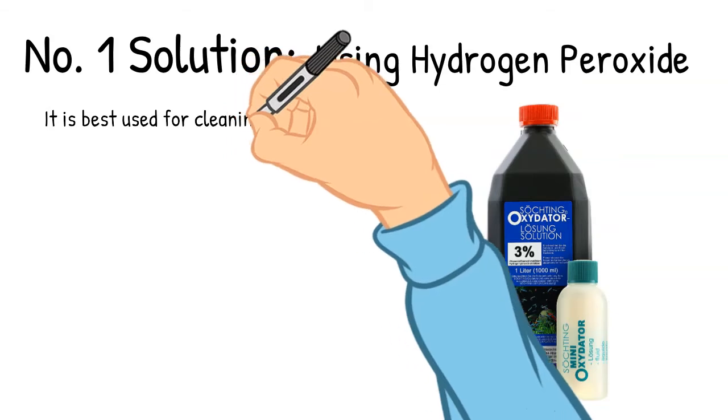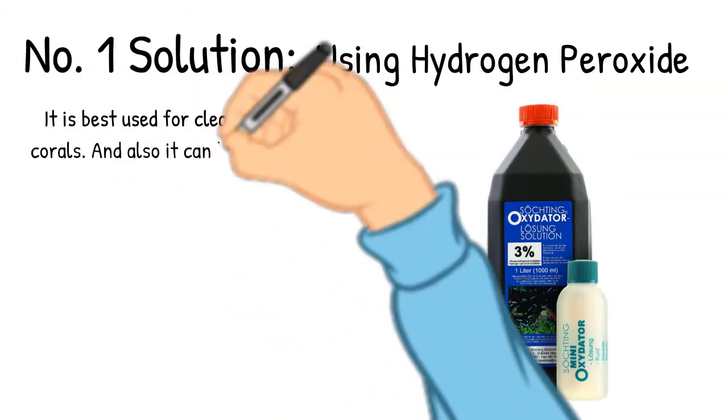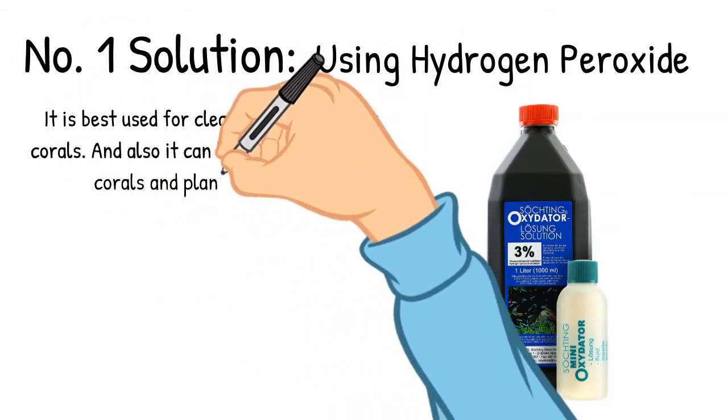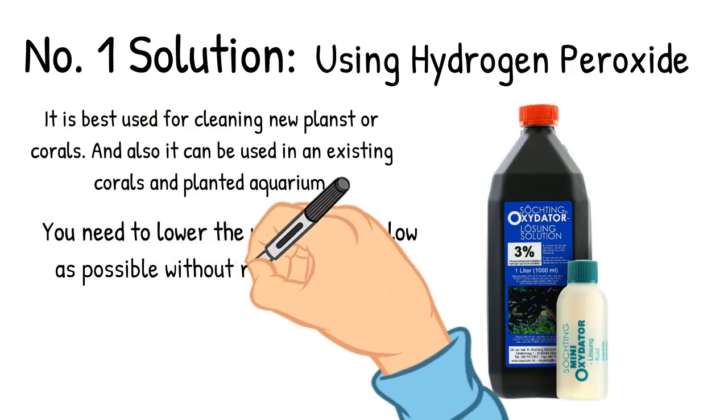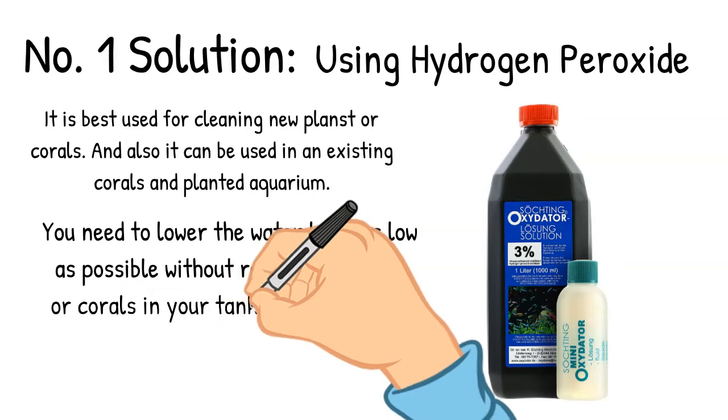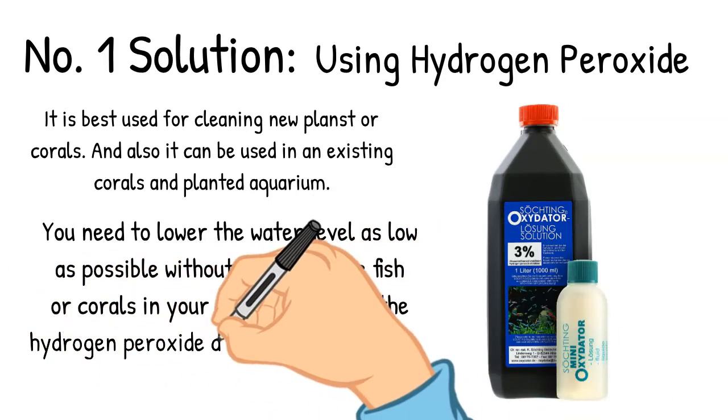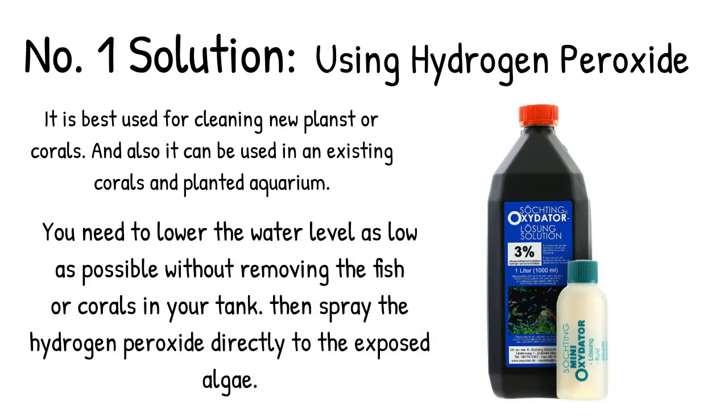It's best used for cleaning new plants or corals, and can also be used in existing corals and planted aquariums. You need to lower the water level as low as possible without removing the fish or corals in your tank. Then spray the hydrogen peroxide directly onto the exposed algae.